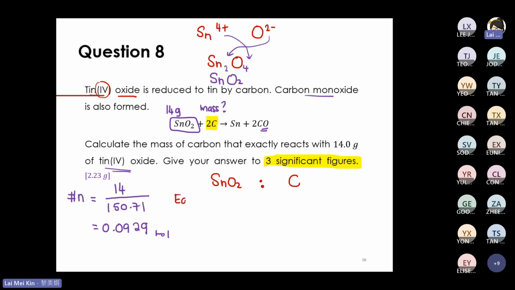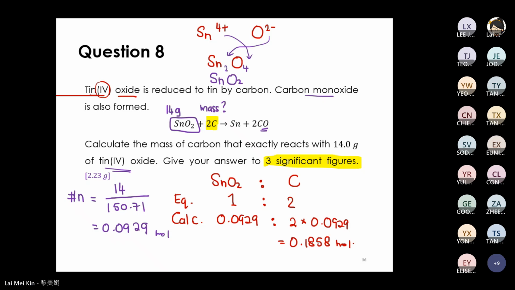So according to the equation, what is the ratio? 1 to 2. 1 mole of tin 4 oxide and 2 moles of carbon. So according to your calculation, you have 0.0929 mole of tin 4 oxide. So how many moles of carbon do you have? Thank you. 2 multiply 0.0929 equals 0.1858 mole. And once you have the mole, can you calculate the mass?